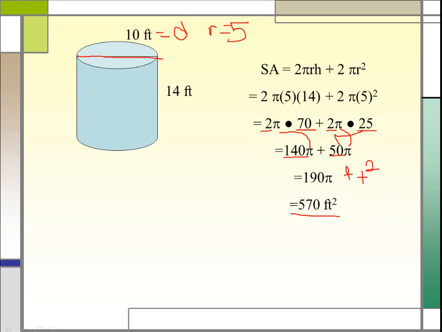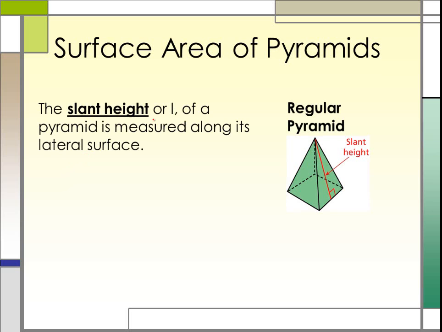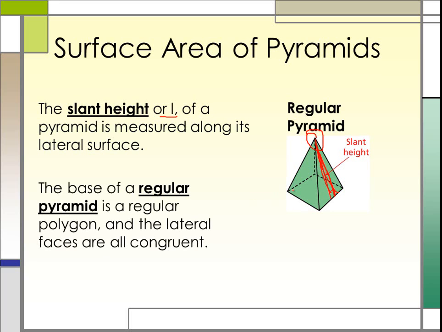Excellent. Okay, the next one is surface area of a pyramid. Now, surface area of a pyramid is a little different. It is needing a slant height. Now, a slant height is the height of one of the triangles on a pyramid. Remember, a pyramid comes to a point and is made up of triangles. So the slant height stands for the l. The base of a regular pyramid is always going to be a regular polygon. That means it's going to be a square or an equilateral triangle for right now.